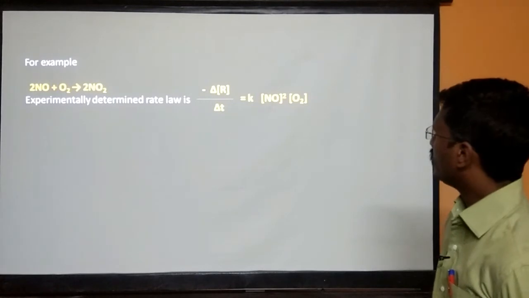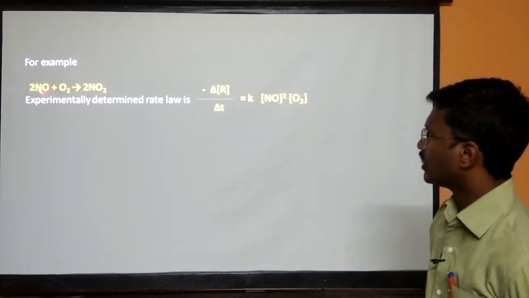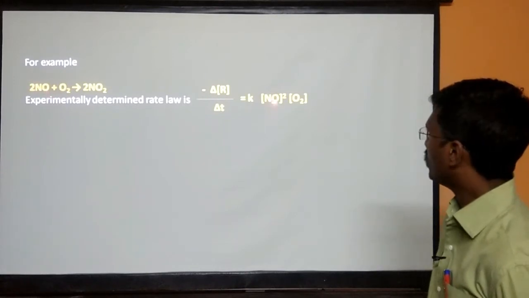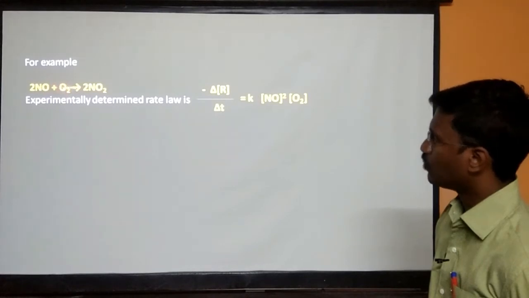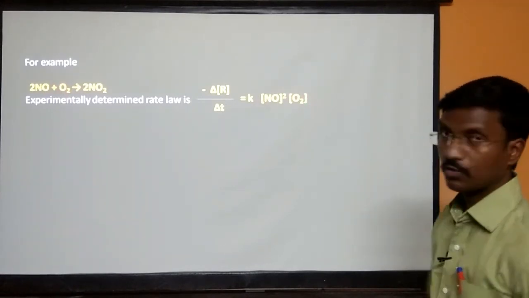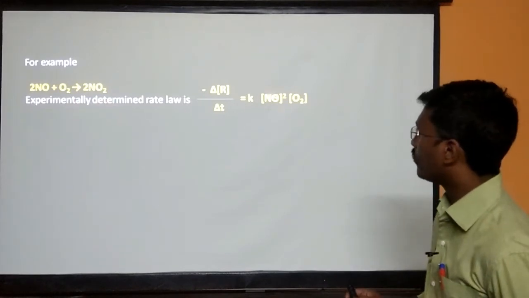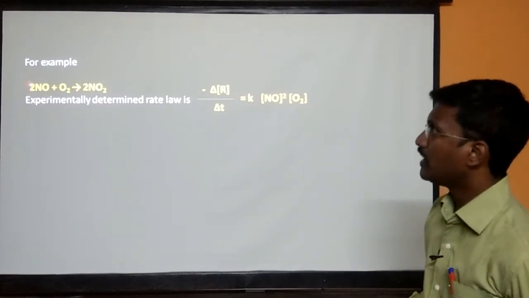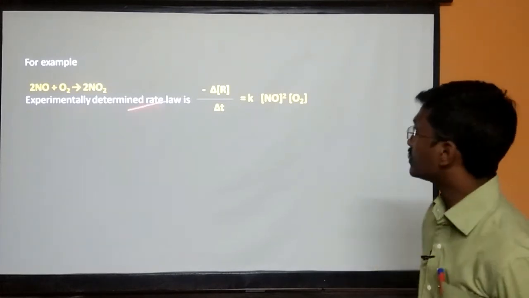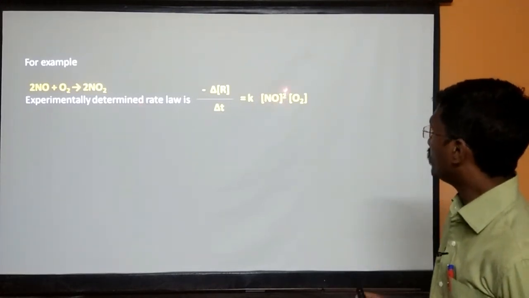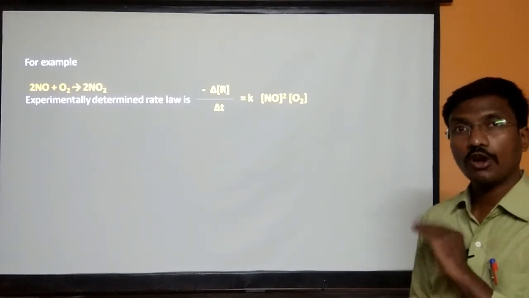How are we representing this, 2 and 1? It seems to be like a stoichiometric value. NO has stoichiometric coefficient 2, and here it also has power 2. O2 has stoichiometric value 1, and here also it seems to be 1. But we should not forget that it is an experimentally determined value. Sometimes this exponent may equal the stoichiometric value, but not always. It is irrespective of the stoichiometric value. These powers are not related to it. Sometimes they may be equal, but not all the time.